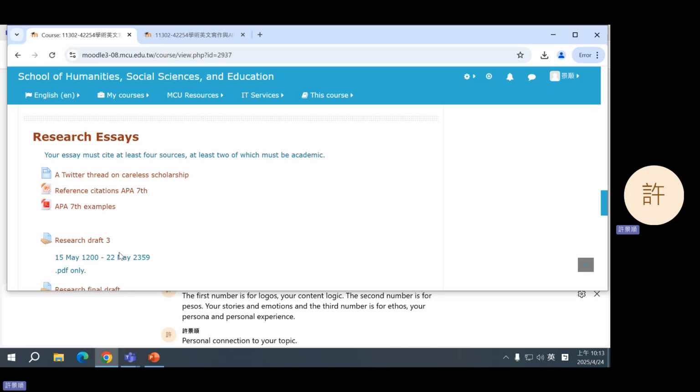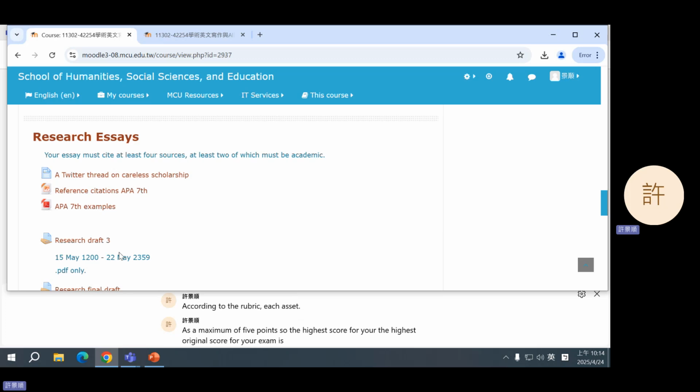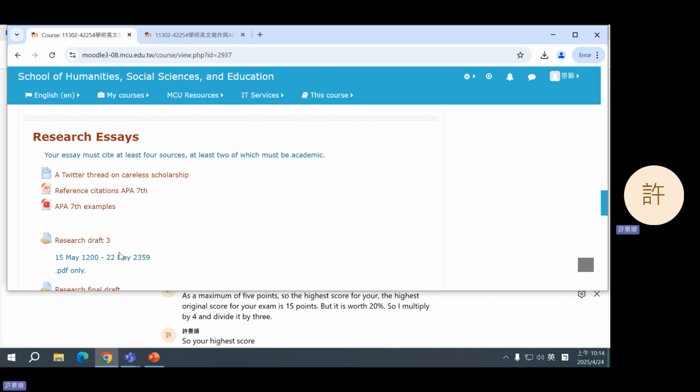According to the rubric, each aspect has a maximum of 5 points. So the highest original score for your exam is 15 points, but it is worth 20%. So I multiplied by 4 and divided by 3. So your highest score is 20.